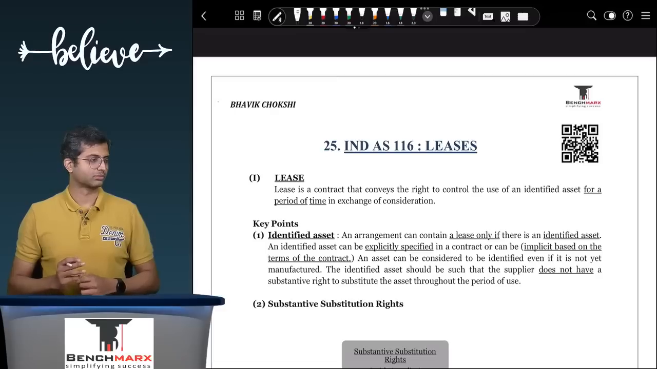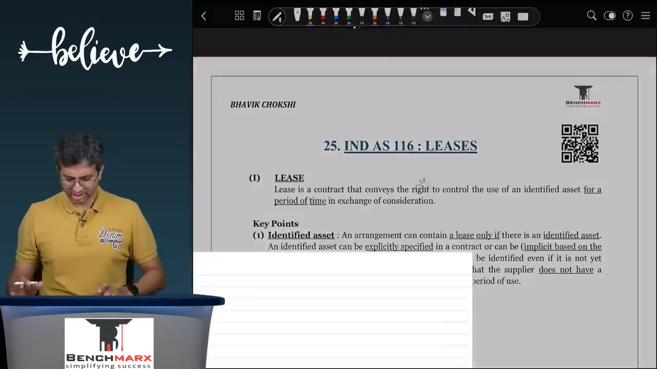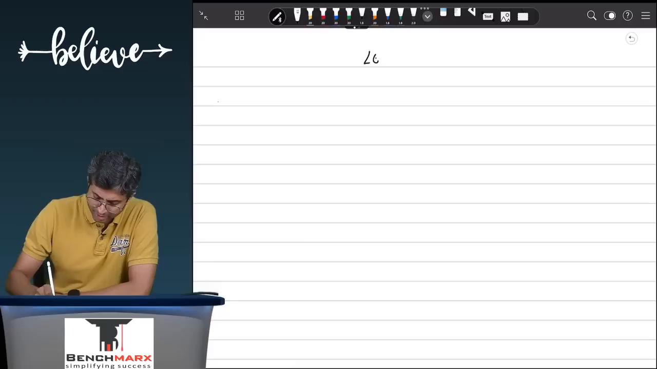Hello everyone, and welcome to this concept revision for IND AS 116, the youngest standard that we have. This is a fairly important standard, and before we proceed, we want to understand the reason why the standard comes into existence in the first place. This covers transactions which you call leases. Now, why is this standard coming into existence?